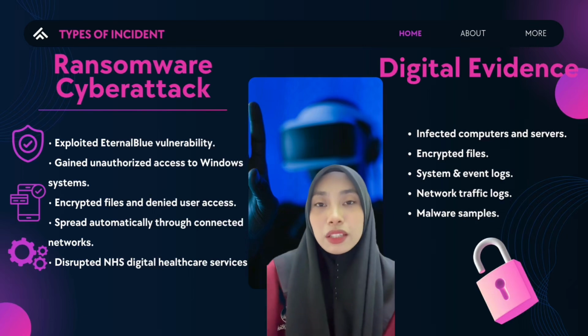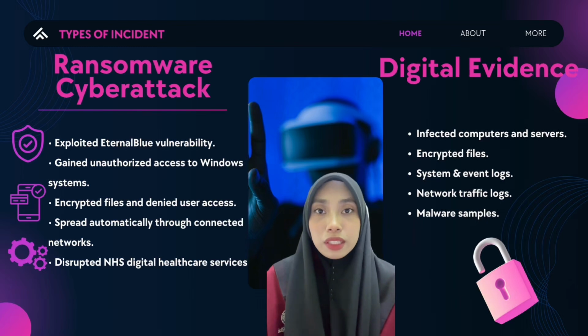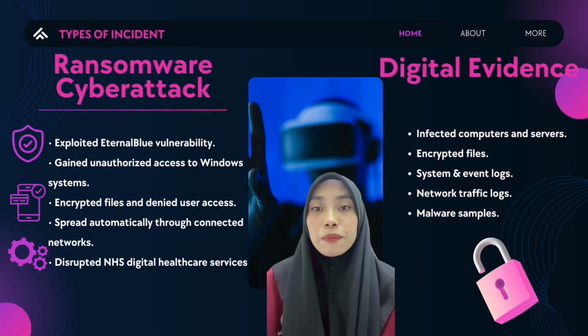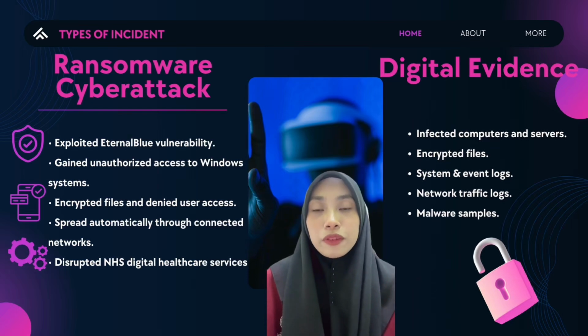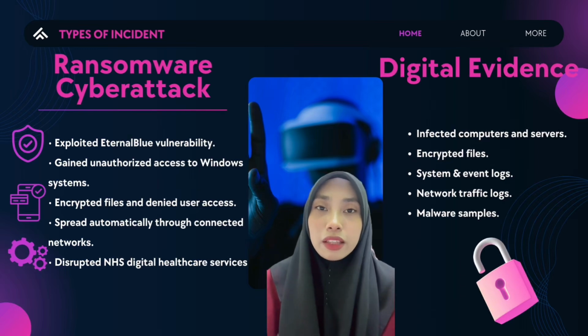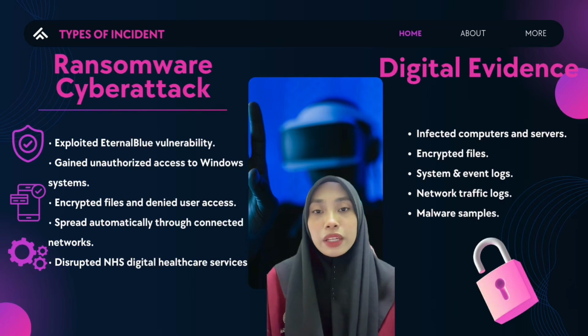In terms of digital evidence, investigators could examine infected computers and servers, encrypted files, system and event logs, network traffic records, as well as malware samples collected from compromised systems. This type of digital evidence is important because it helps investigators identify how the attack occurred, determine the extent of the infection, and support the recovery efforts.